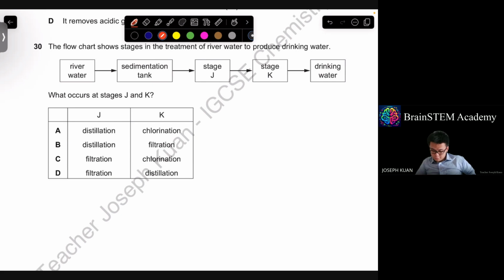So it will be filtered and chlorinated. Further filtration to remove solid impurities, undissolved solid impurities, and then chlorination to kill microbes. So C is the answer.